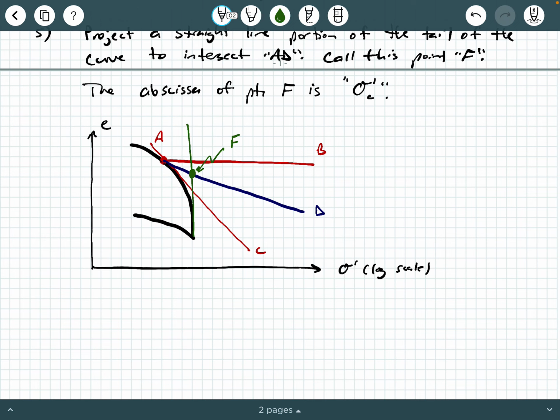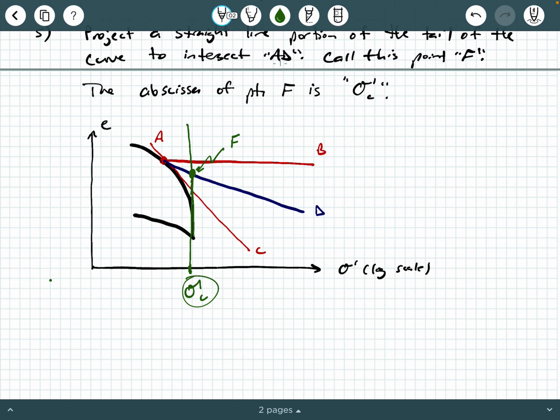And then the abscissa of F is sigma prime C. So I'm going to come down here, and this point right here is our pre-consolidation pressure that we're looking for, okay? Now, this curve I just sketched has a very steep tail, pretty vertical, but it's not always going to be vertical. Let me see if I can sketch this out a little bit better. We're coming straight down. Yep, here we go. Sigma prime C, okay? We're projecting it straight down.